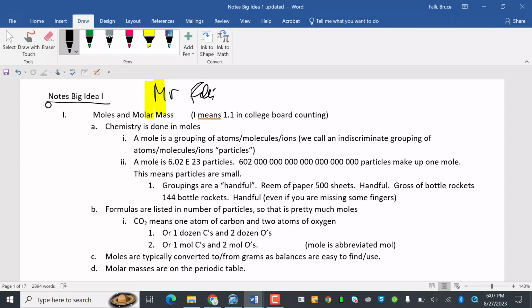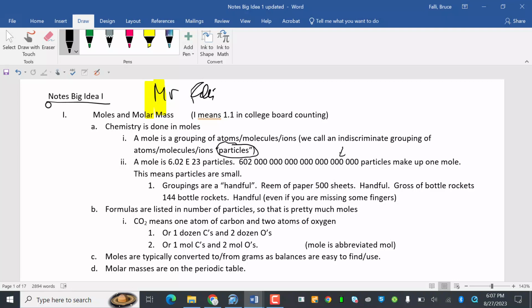So we're going to start with moles and molar mass, okay? Chemistry is done in moles. A mole is a grouping of atoms, molecules, or ions, an indiscriminate grouping of particles. This means we don't have to say, that's not an atom, it's a molecule. So we're going to call them particles for the most part. A mole is 6.02 E23 particles, which looks like this. Okay, that's lots. So that many particles make up one mole.